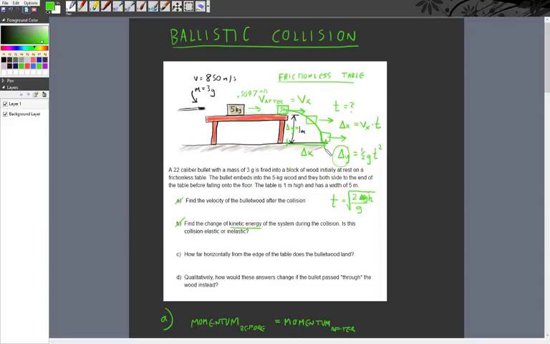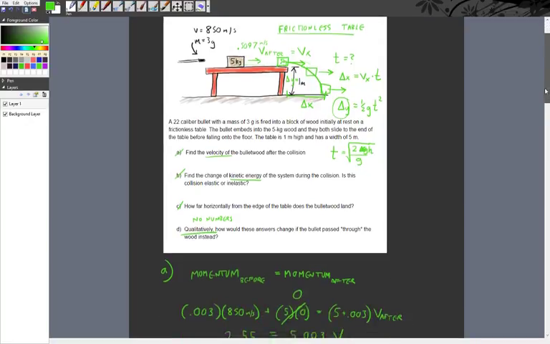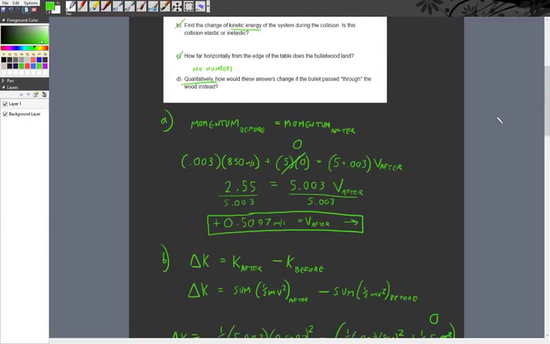All right, and part D, it's going to say qualitatively. That means no specific numbers. Qualitatively speaking, how are these answers going to change if the bullet passes through the wood instead? So we're just going to do this right here. If the bullet passes through the wood, what's the velocity of the wood after the collision? How fast will the wood itself be going if the bullet passed through it?